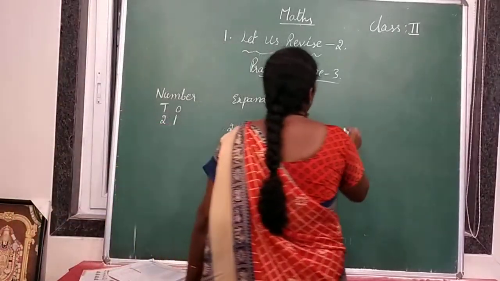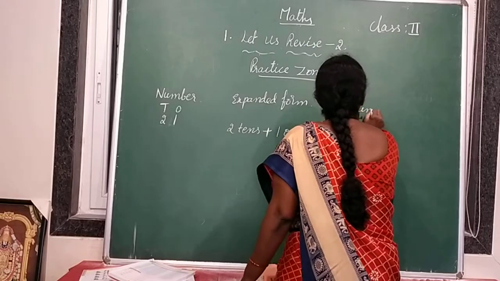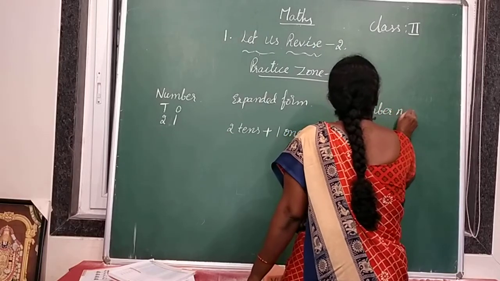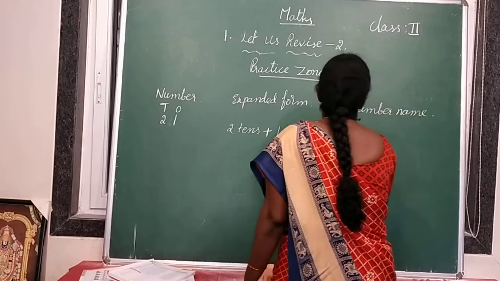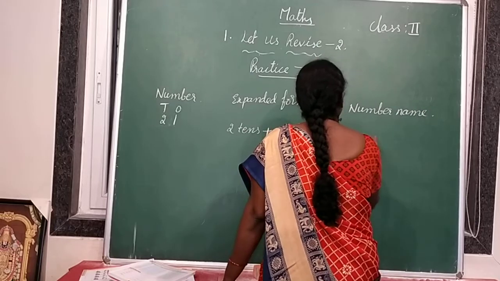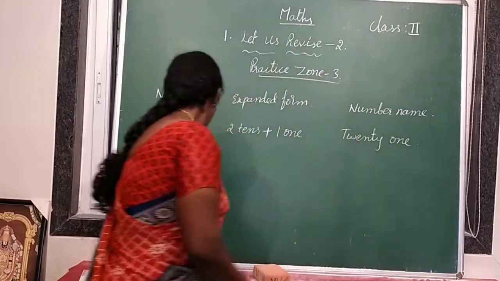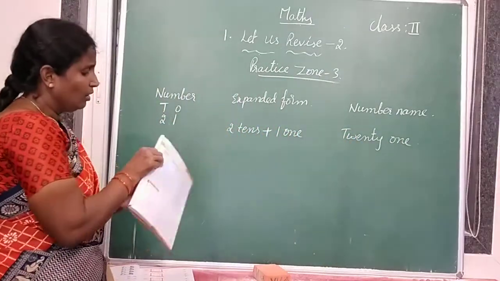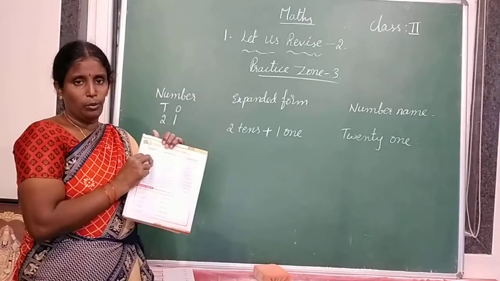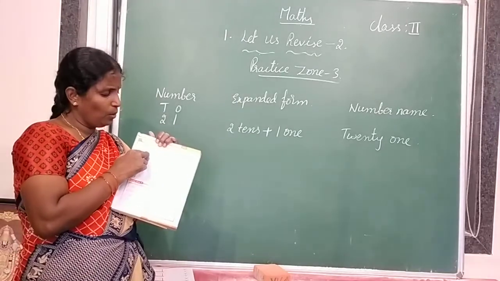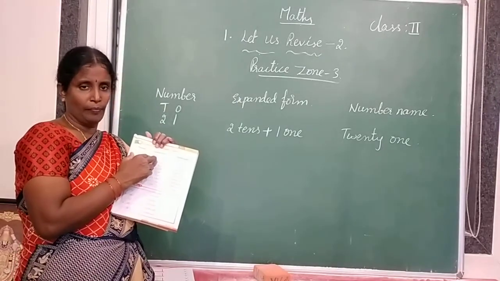21. What is its number name? Yes, it is 21. Similarly, 22. The expanded form is 2 tens and 2 ones.